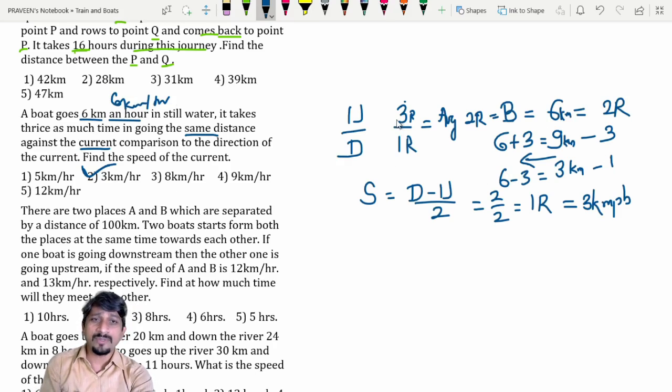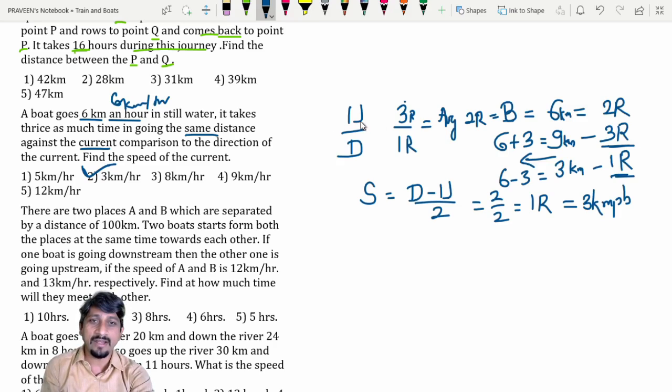Right? So upstream speed is 3 times. 3 times it will be 9 kilometer, because 2 ratio is equal to 6, means 3 ratio is equal to 9. And downstream speed is how much? This is actually upstream speed. Sorry, this is downstream speed and this is upstream speed. So how much? 1 ratio. 1 ratio is equal to how much? 3 kilometer.